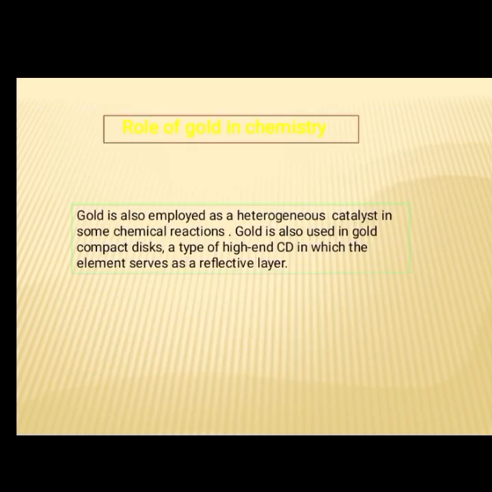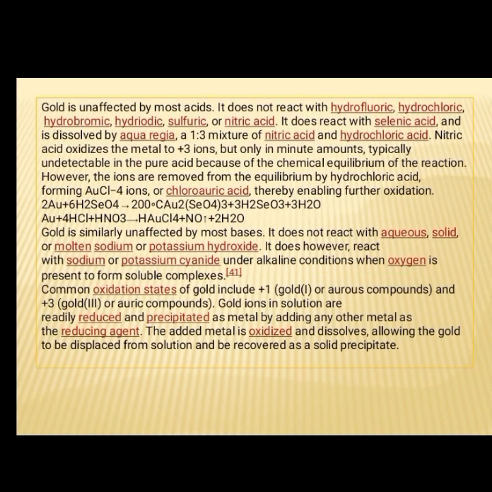Role of gold in chemistry. Gold is also employed as a heterogeneous catalyst in some chemical reactions. Gold is also used in compact discs, in which the element serves as a reflective layer. Gold is unaffected by most acids. It does not react with hydrofluoric, hydrochloric, hydrobromic, hydriodic, sulfuric, or nitric acid. It does not react with selenic acid, and it is dissolved by aqua regia.